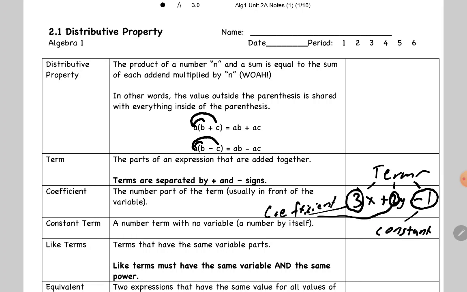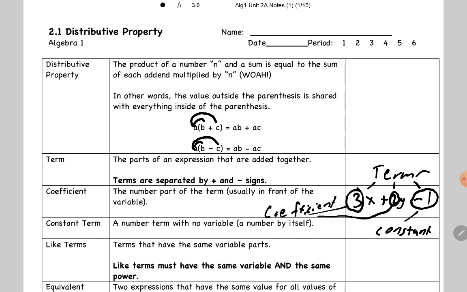Okay? So when we have an expression, we have terms being added or subtracted together. The coefficients are the numbers in front of our variable, usually x or y. The constant is a term with no variable, so no letters.